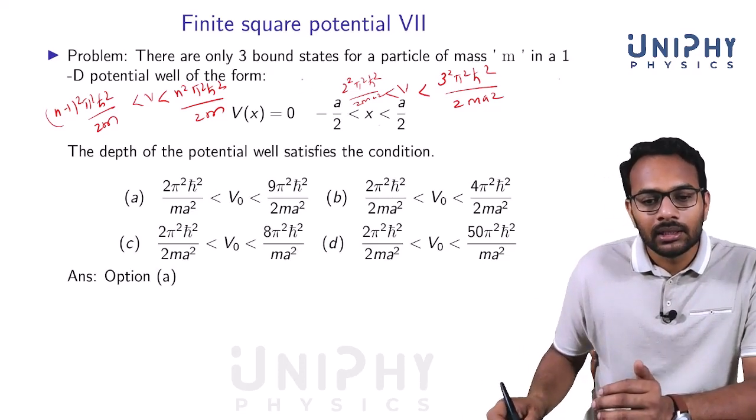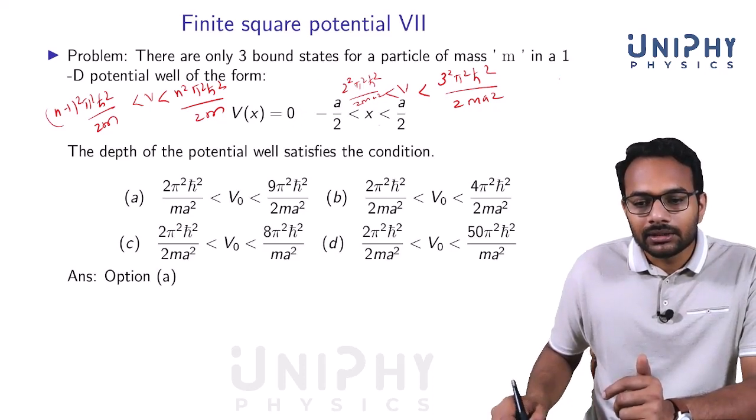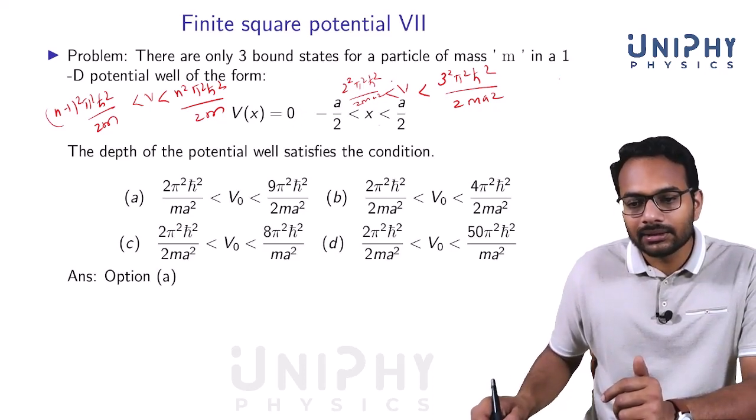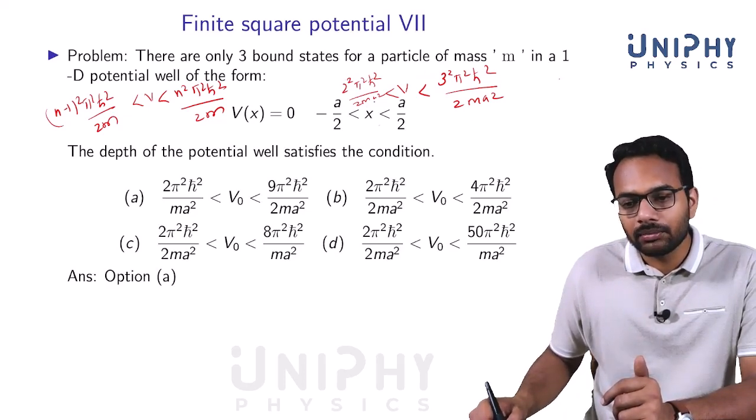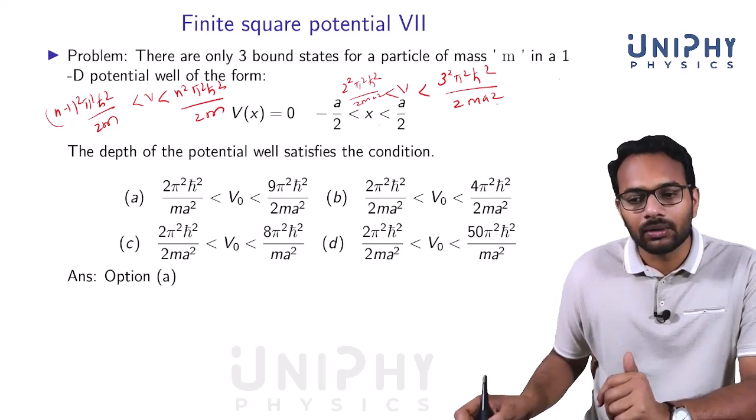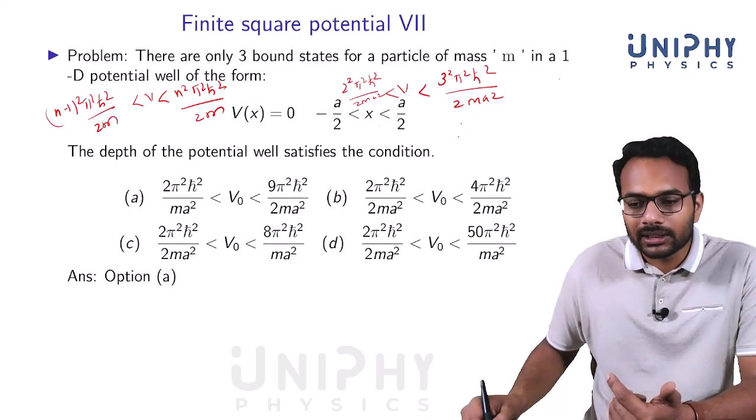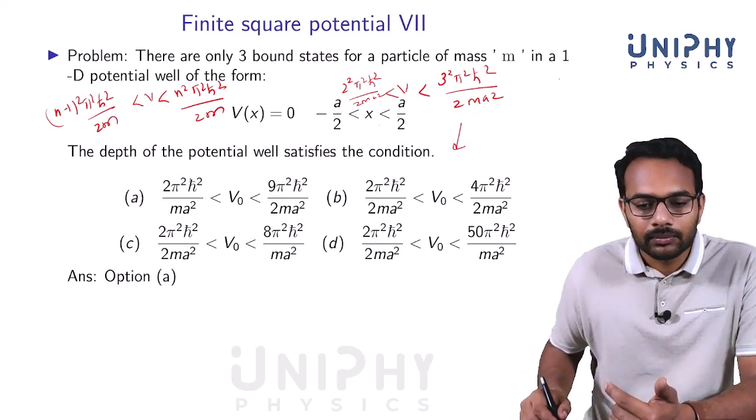They have asked the potential energies between what? The depth of the potential well. So we write it like this. If there are 3 bound states, then 2 square pi square h cross square by 2 ma square will be less than V, will be less than 3 square pi square h cross square divided by 2 ma square. That's the condition. We wrote it directly. Now you look at the solutions. Does it appear somewhere?